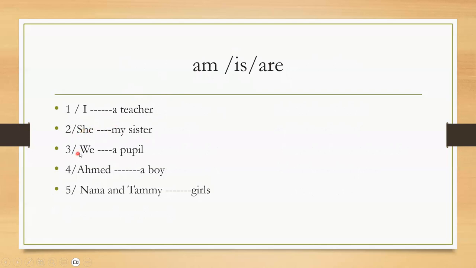Okay. We dash a pupil. We dash pupils. We have s here, sorry. Okay, we are pupils because we use we with are.